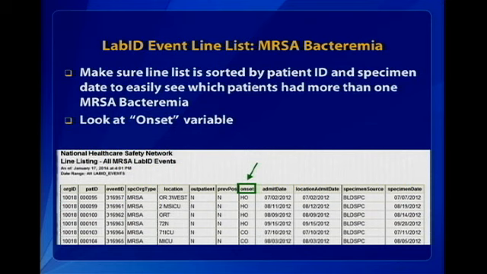So here is a sample line list for MRSA bacteremia. You want to make sure that this line list is sorted by patient ID and specimen date, so you can easily see which patients had more than one MRSA bacteremia event. You also want to pay attention to the onset variable and those events where onset equals HO, which is healthcare facility onset. Those are going to be the ones that are counted in the SIR.